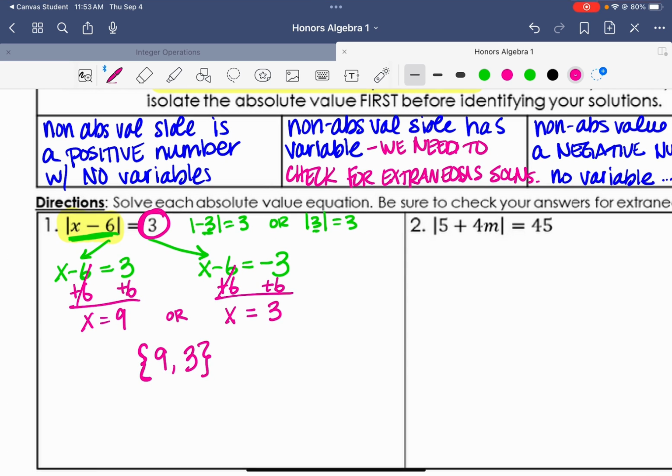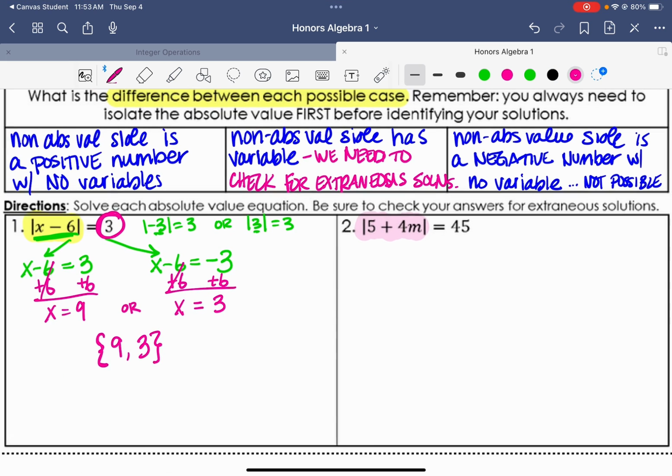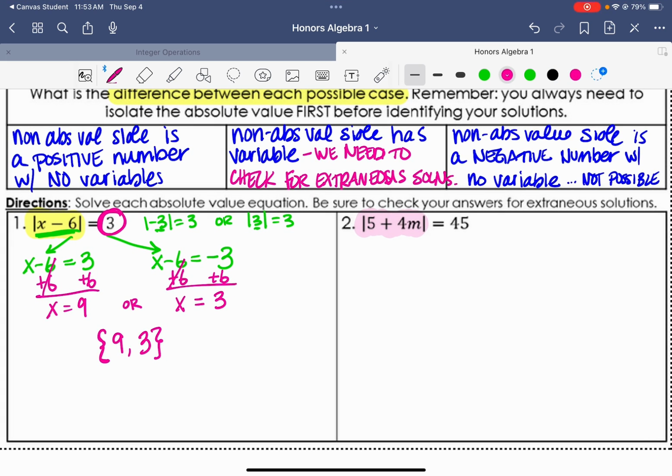So you try the same thing with this one. Our absolute value is already isolated. The 5 plus 4m is isolated, so you don't have to do any extra work in the beginning. All you need to do is separate it out into 5 plus 4m could be a positive number, which is 45, or 5 plus 4m could be negative 45. So go ahead and solve those. Let's see what we get, and then we'll work through some of the other problems on the other side of this paper.